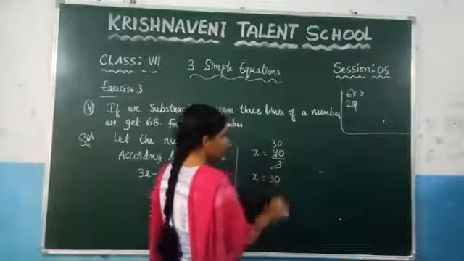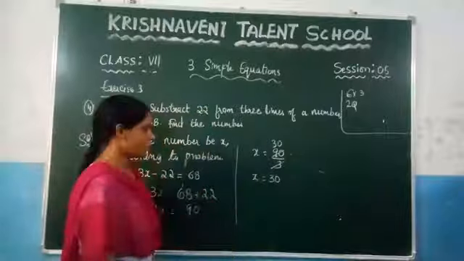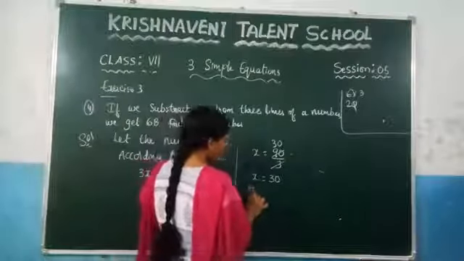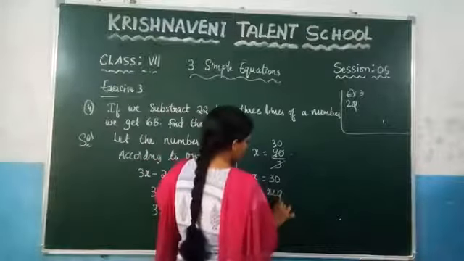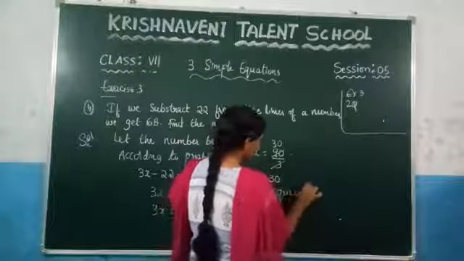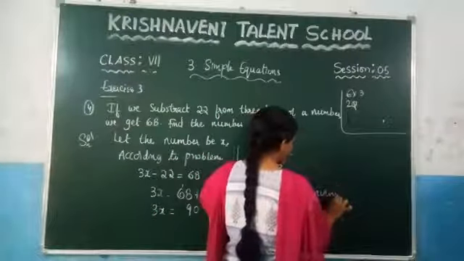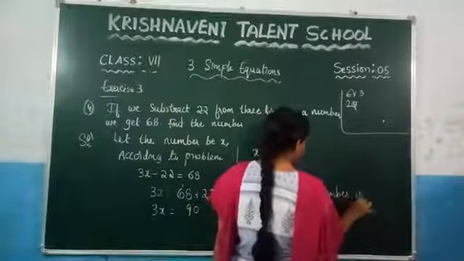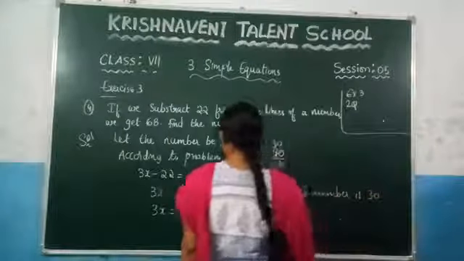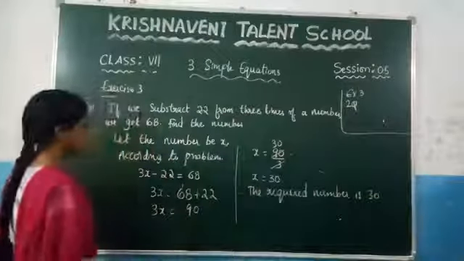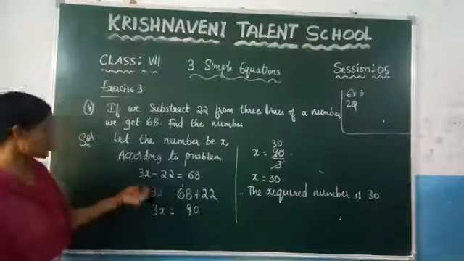So what you are getting here is 30. So what is the required number? Write it here: therefore, the required number is 30. So like this you need to solve it. If you want to check it, just put it here.